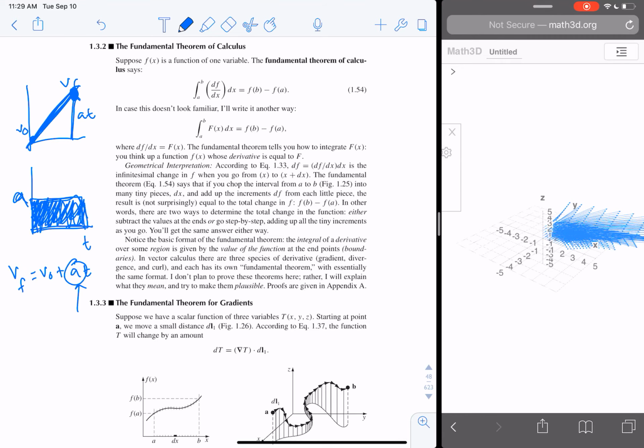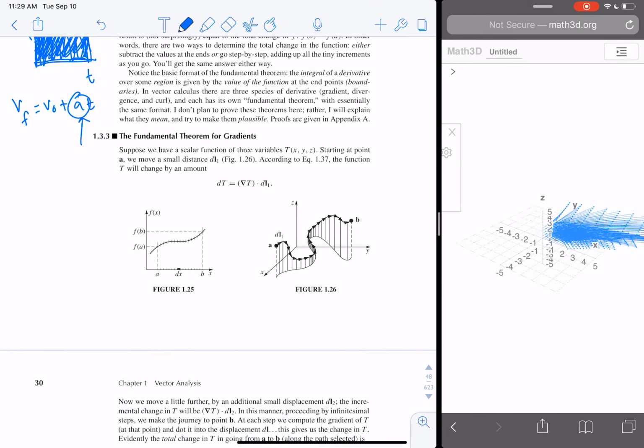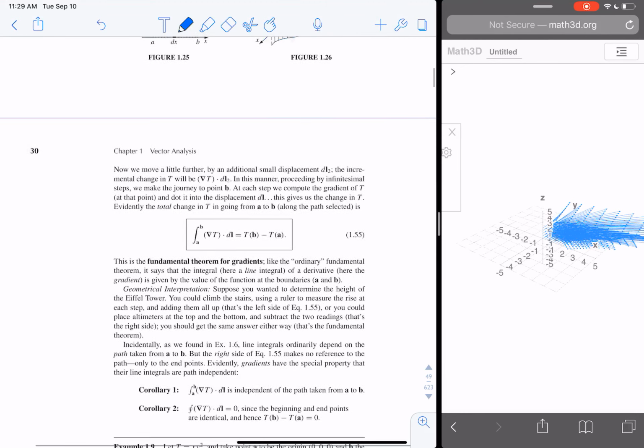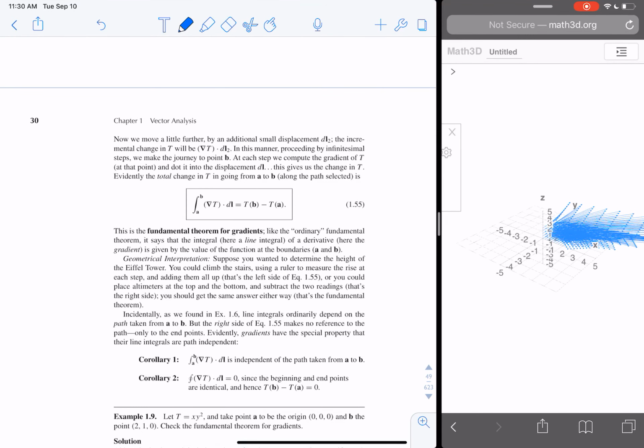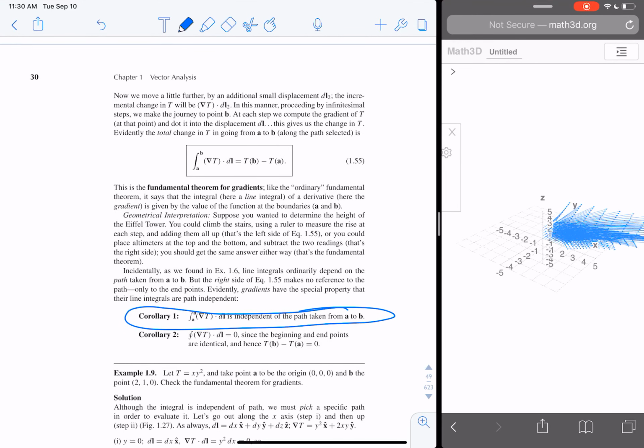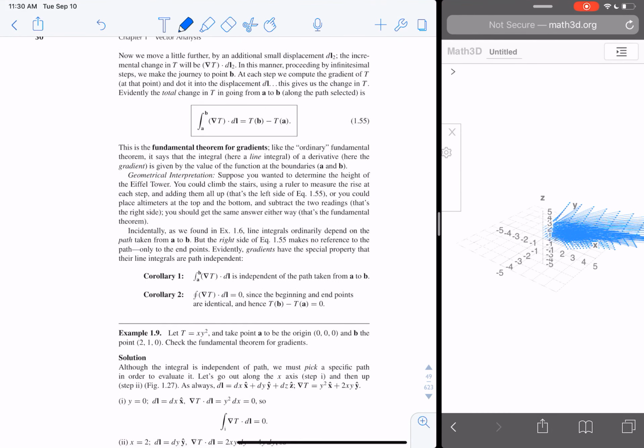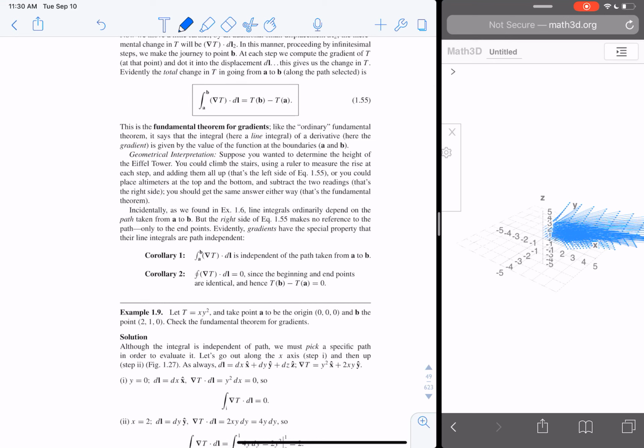Okay, so what it means for gradients, though, is pretty cool. For gradients, the gradient of a function, which is just the derivative, dotted into dl, your line element, is just equal to the value of the function at its endpoints, just like normal. So if you take a gradient of a scalar function, the important thing is that the integral of a gradient is independent of the path taken. Okay, that's a really important thing. It doesn't matter what path you take, the integral is the same.